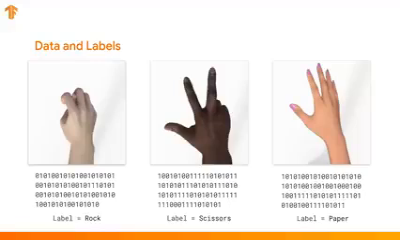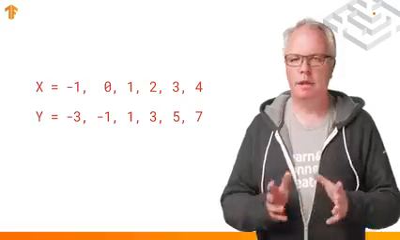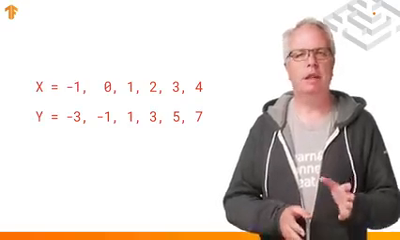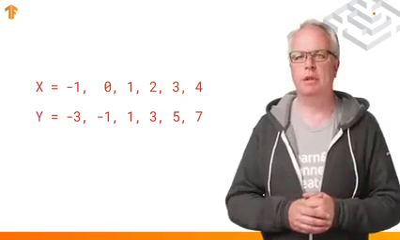Before we write a neural network that learns something as complex as rock, paper, and scissors, let's use a much simpler example. Take a look at these numbers. There's a relationship between the x and y values. Can you see it?